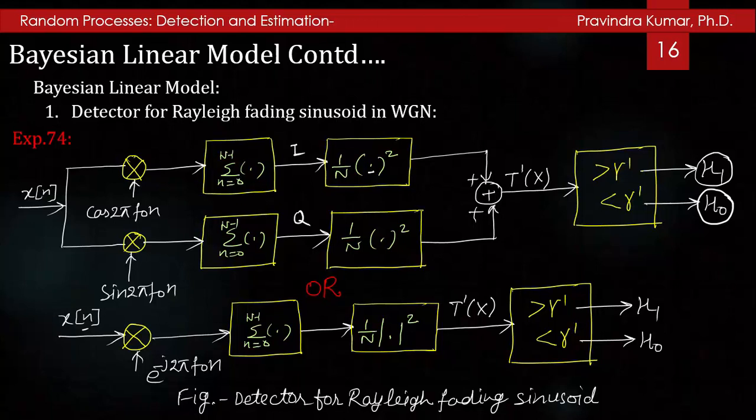The second implementation is the periodogram detector. The Fourier transform of x[n] is computed. Here this is the Fourier transform, which is followed by the magnitude squared operation. So after this Fourier transform operation, we will have the magnitude squared operation and scaling by 1/N, and compare this with the threshold value. The Fourier transform is implemented as the fast Fourier transform, FFT.